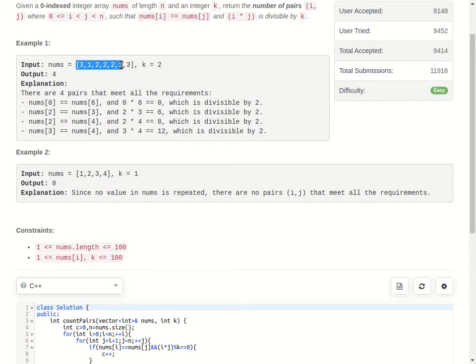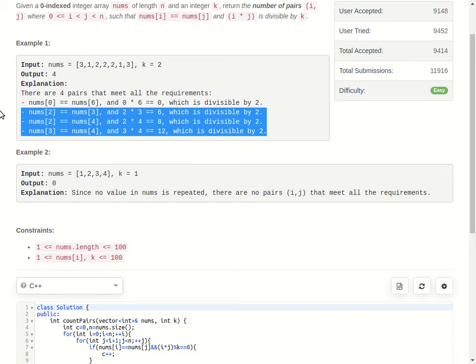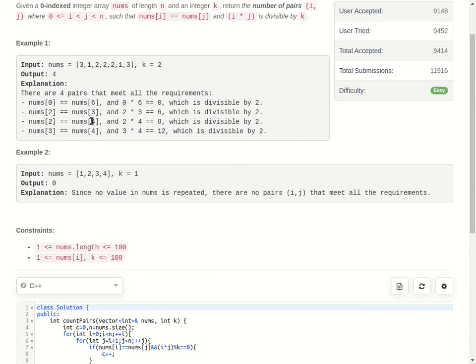If nums is 3, 1, 2, 2, 2, 1, 3 and k is 2, we get 4 pairs. nums[0] and nums[6], which are 3 and 3, are equal, and 0 times 6 is 0, which is divisible by 2. Similarly, nums[2] equals nums[3], and 2 times 3 is 6, which is divisible by 2. Similarly, nums[2] equals nums[4], and 2 times 4 is 8, which is divisible by 2, and nums[3] and nums[4] are equal, and 3 times 4 is 12, which is divisible by 2. So there are 4 pairs. Remember that you should count (2, 4) and (4, 2) as the same pair and not as separate ones.